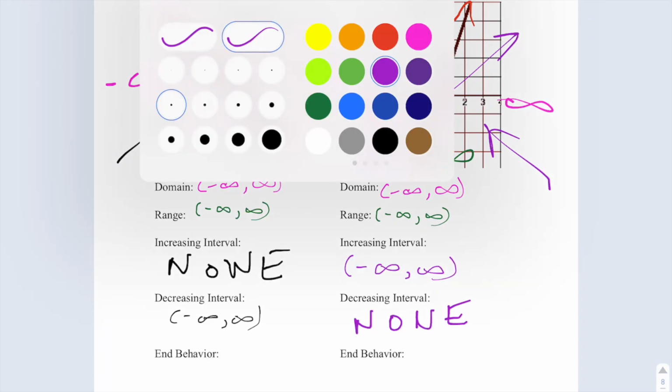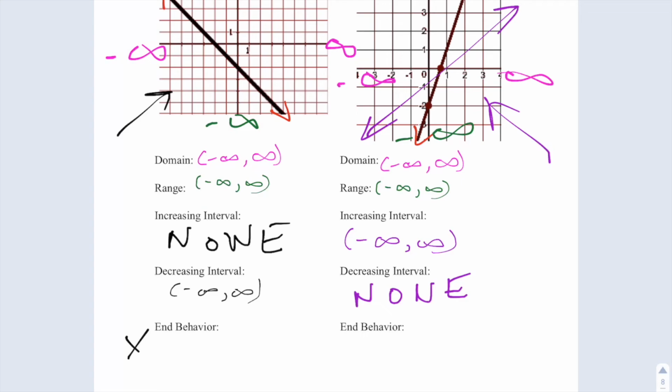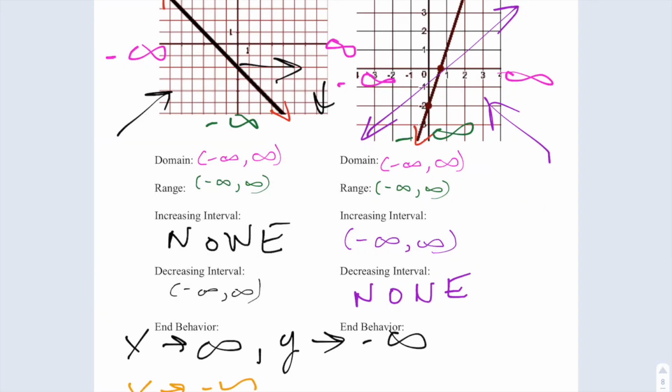And lastly, let's talk about end behavior of these two lines. In the first line, as x goes toward infinity, so that means this way on the graph, the line's going down. So that means y is going toward negative infinity. Additionally, as x goes toward negative infinity, which is this way on the graph, the line is going up toward y's positive infinity. So as x approaches negative infinity, y approaches positive infinity. As x approaches positive infinity, y approaches negative infinity for this first continuous line.